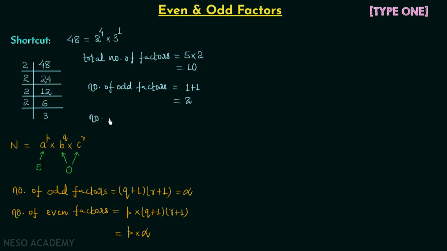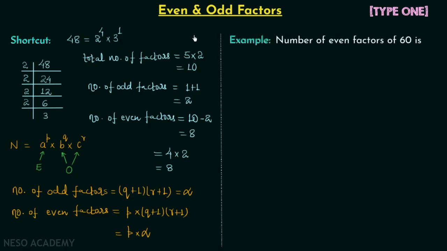Now what about the number of even factors of the number 48? This should be equal to the total number of factors, which is 10, minus the number of odd factors, which is 2. So 8 is our answer. Or you can follow this particular formula. You will have 4, because 4 is the power of the even prime factor, multiplied by 2, because 2 is the number of odd factors, and this will give us the same result. So this is all for the revision of the shortcut method.